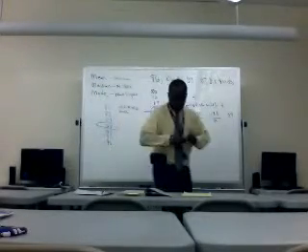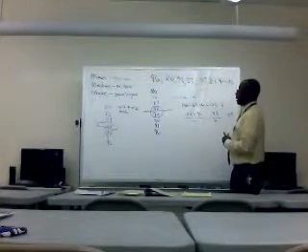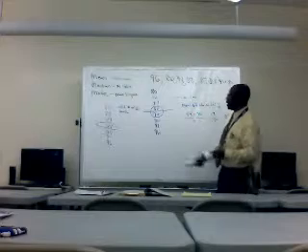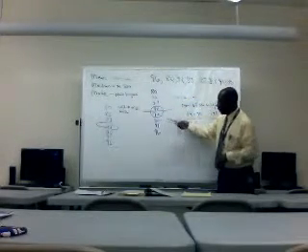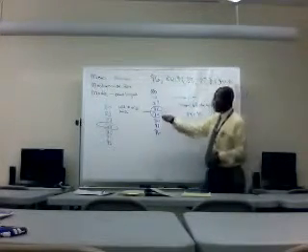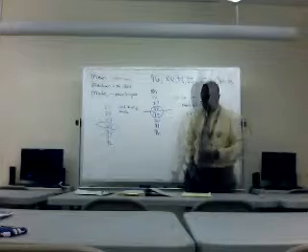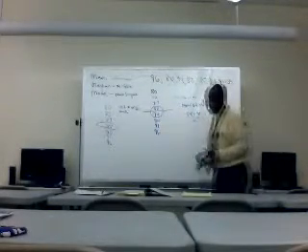So the last one is mode. Mode is the one that appears most frequently. So in this instance, we have 80, 83, 87, 88, 90, 90, 91, and 96. Which one appears the most often? 90. So that would be the mode. And that's what you have to do for the statistics on the test.